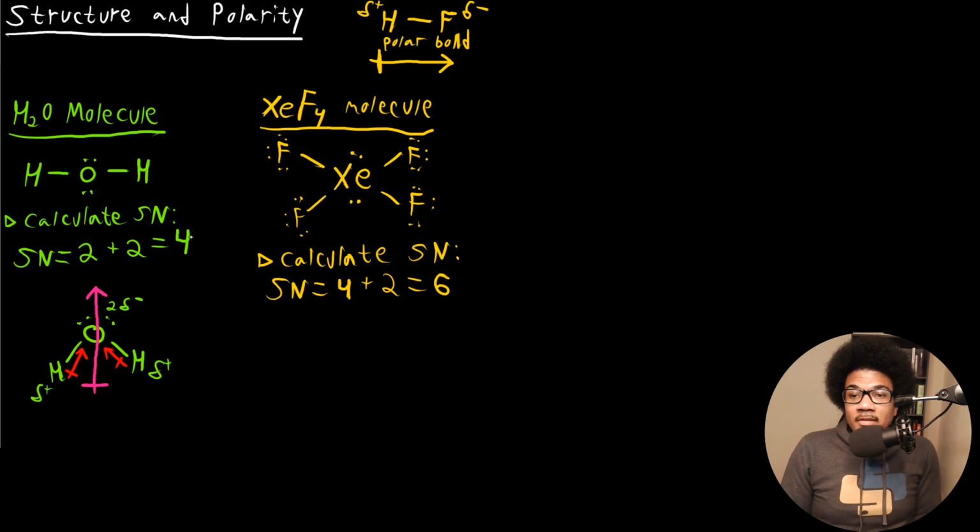So if you look at the table, when you calculate a steric number of 6 and you have 2 lone pairs on the central atom, that's going to give you a square pyramidal structure, right? So basically it's going to be a square with xenon at the center of the square, right? So I'm just going to draw these here without the lone pairs present.